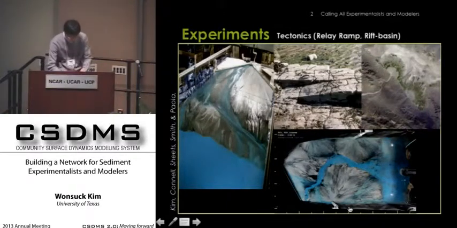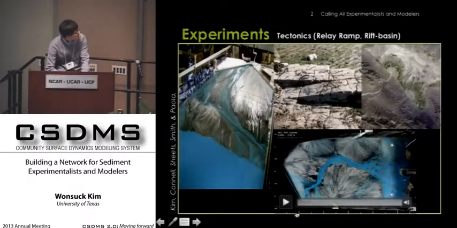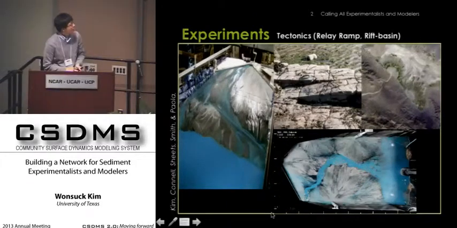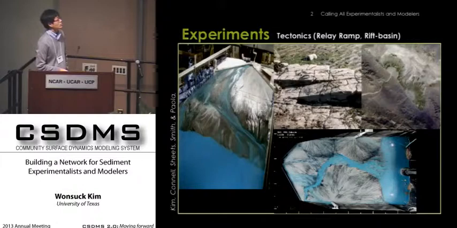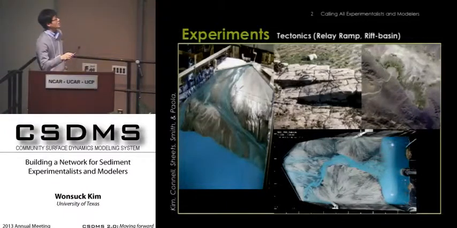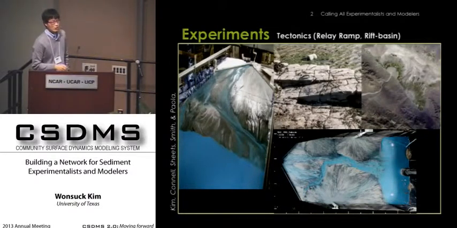First, this experiment was done in the St. Anthony Falls Laboratory, the Tech experiments, 2005, this one, and 2006. They examined the tectonic influence on the fluvial patterns. This is an example of a small-scale relay ramp. You can see the two normal faults.